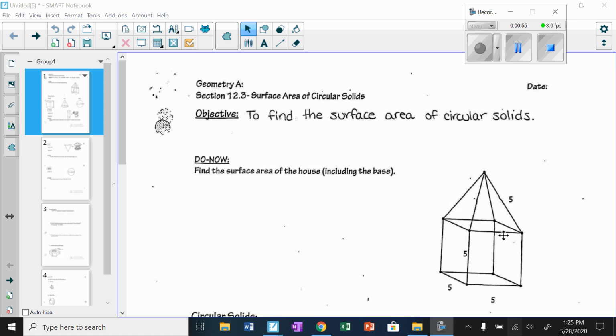Now, why am I not able to paint this last square over here? The reason we're not able to paint that last square is in order to paint that last square, we'd have to chop off the roof of this house. And remember, surface area is everything you can easily paint without dismantling the figure. All right, so now that we have our game plan, let's get started.